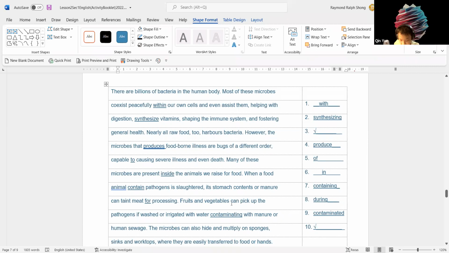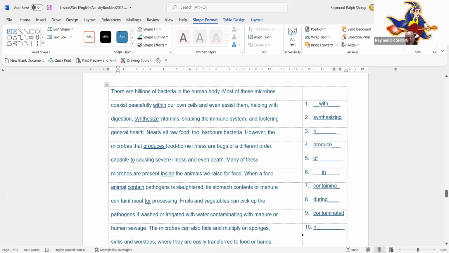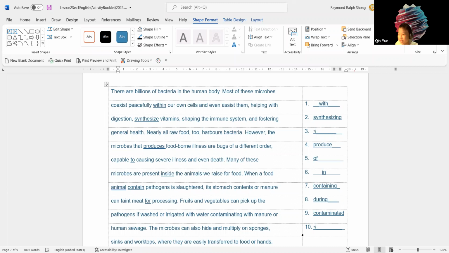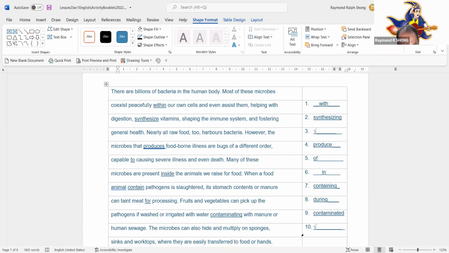When a food animal containing pathogens is slaughtered, its stomach contents of manure contained meat during processing.